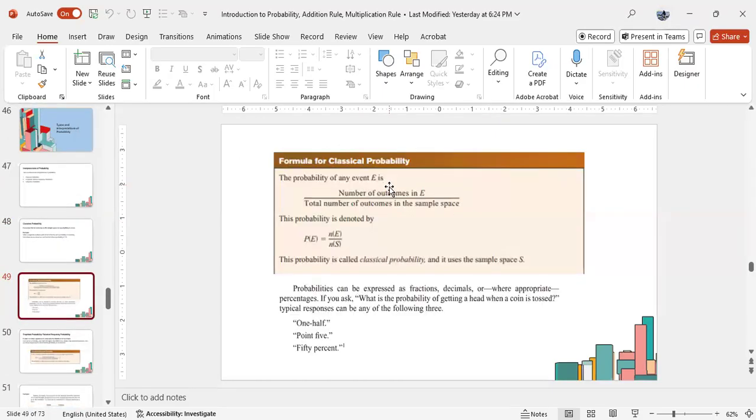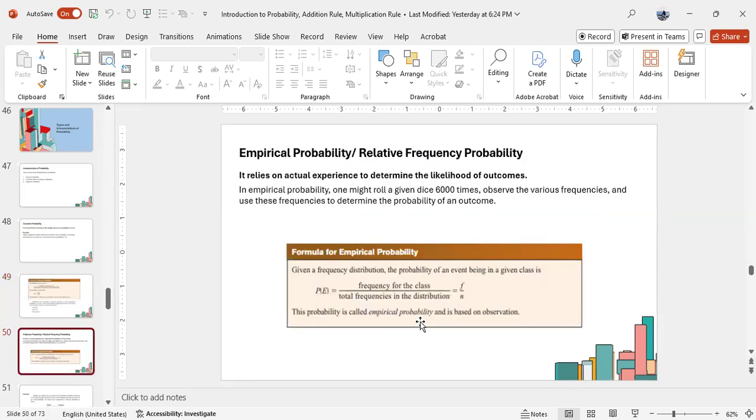This is the formula for calculating classical probability, that is, the number of outcomes in event E divided by the total number of outcomes in the sample space S. Probabilities can be expressed as fractions or decimals or, where appropriate, percentages. If you ask what is the probability of getting a head when a coin is tossed, typical responses can be one of the following three: 1/2, 0.5, or 50%.